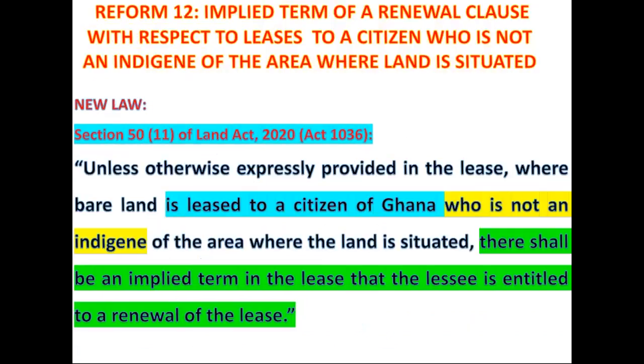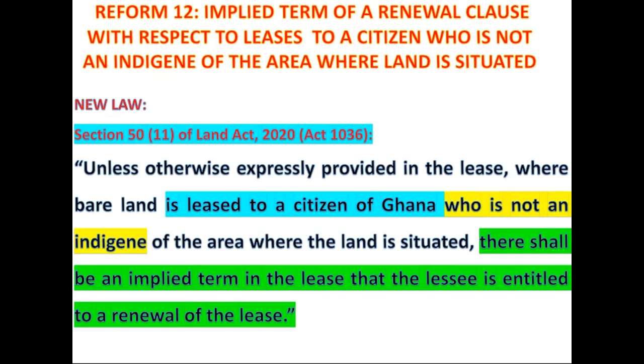But if it comes to granting it to a person who is a citizen who is not an indigent, then that one is an implied term. By that implied term, the parties can agree to the contrary, because we've seen in the opening words that it says, unless otherwise expressly provided in the lease. So you've seen two categories of the renewal.